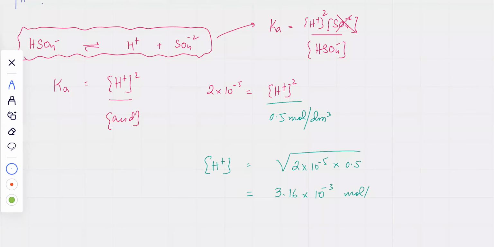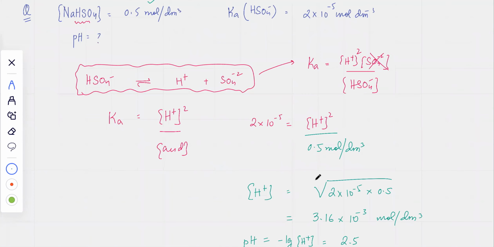As you found H+1, if you want to find pH, you just take the negative log of this. What do we get if we take the negative log of this? 2.5. So we're getting 2.5. That's our pH. So that is all what K is.